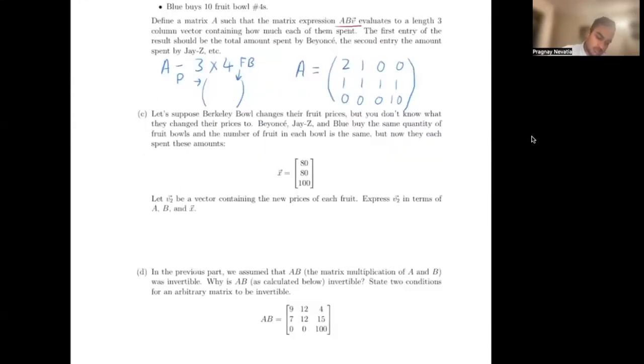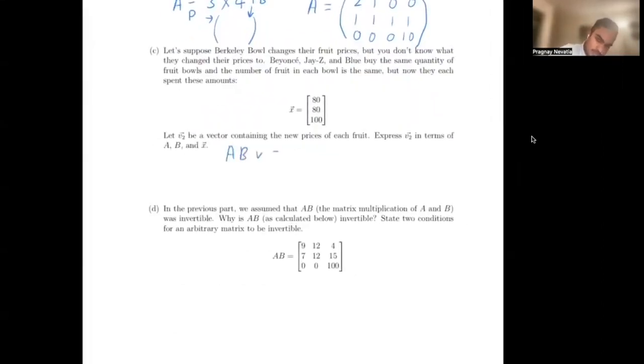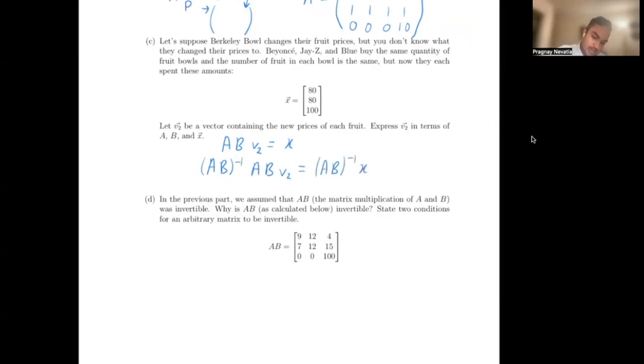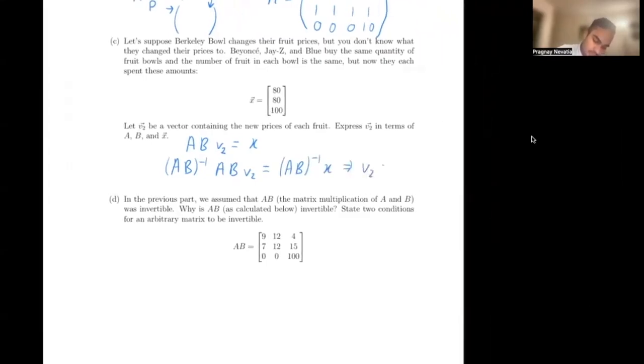So essentially, ABV equals X. And in our case, it's V2. So let's do a mathematical trick and multiply AB inverse on both sides of this equation. And you'll notice that this can simplify to this really easily, and I'll explain why in just a second.